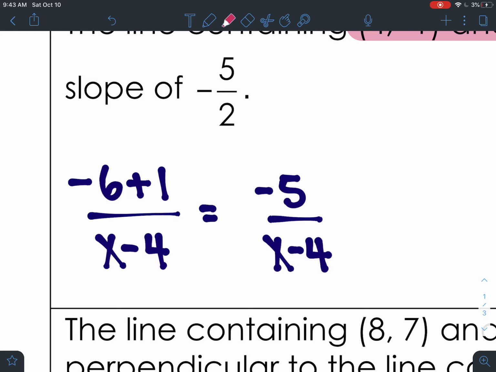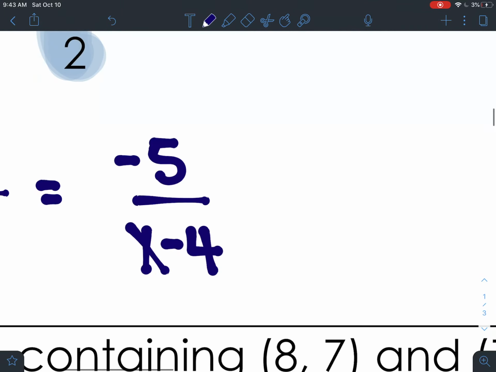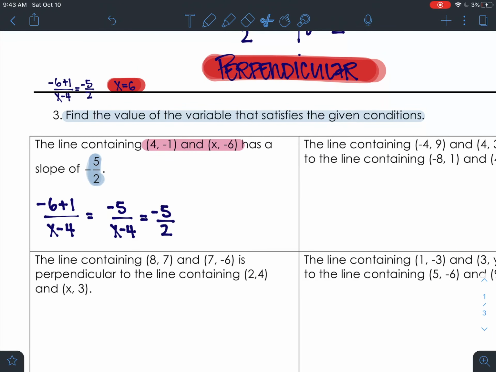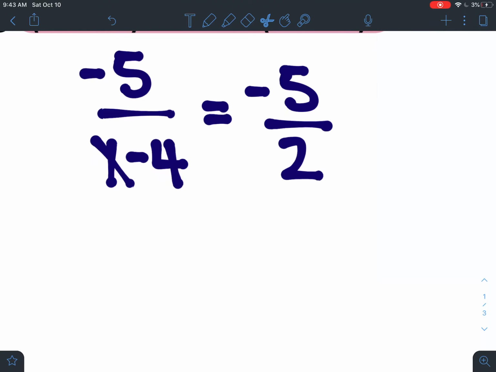But what we know is that the slope already has to equal -5/2. So I'm going to take this expression and set it equal to the slope, which is -5/2. And then this is what I'm going to solve. What I just set up is a proportion. And how do you solve a proportion? Well, you cross multiply. So I'm going to take this -5 and distribute it to the x minus 4, and then I'm going to take this -5 and distribute it to the 2.